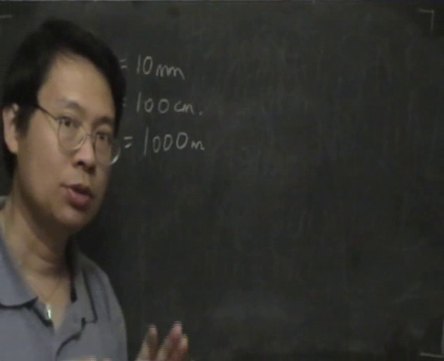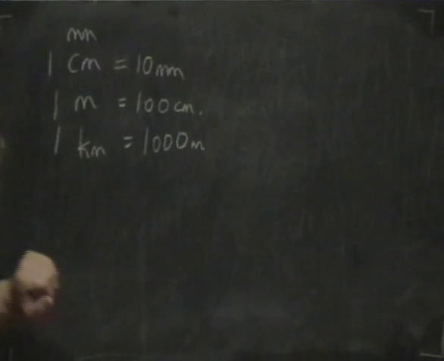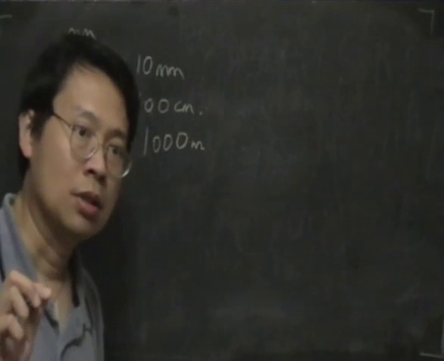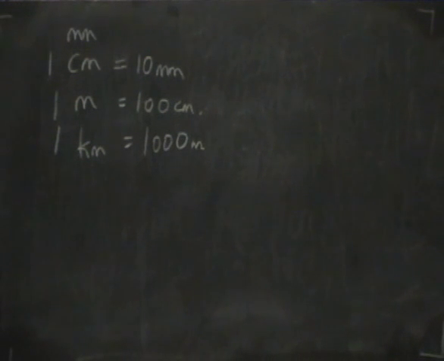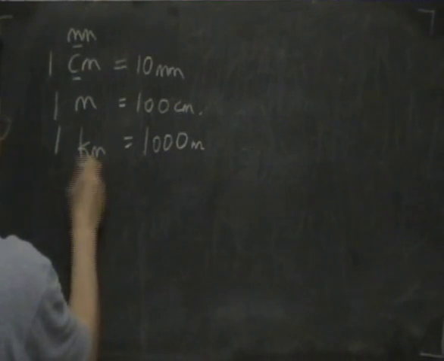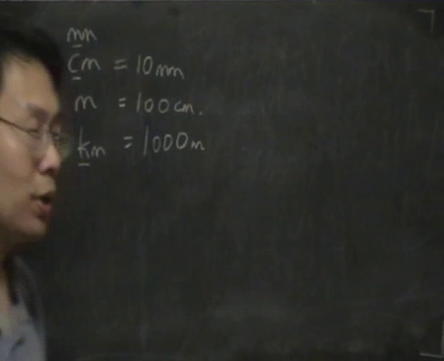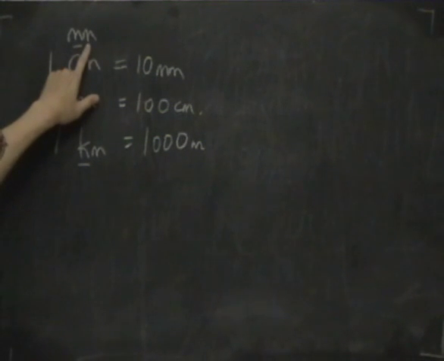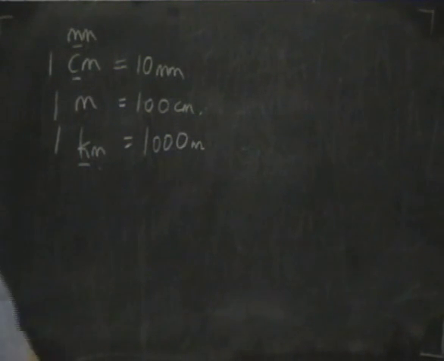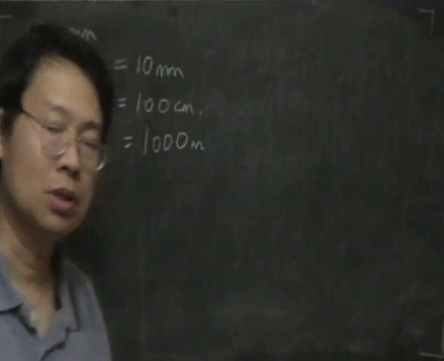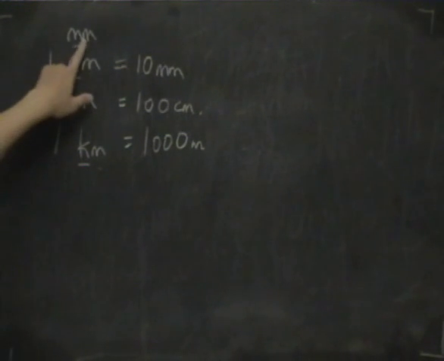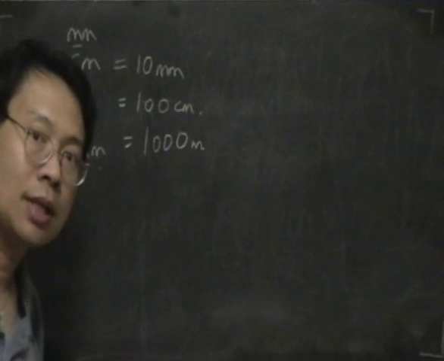So the way to learn the relation is to understand what we call the prefixes. Now, this refers to the M here, the C here, and the K here. Now, if you look at this, all of these units have M. Right? The M in these units stand for meters. Now, the other letter there stands for something else.